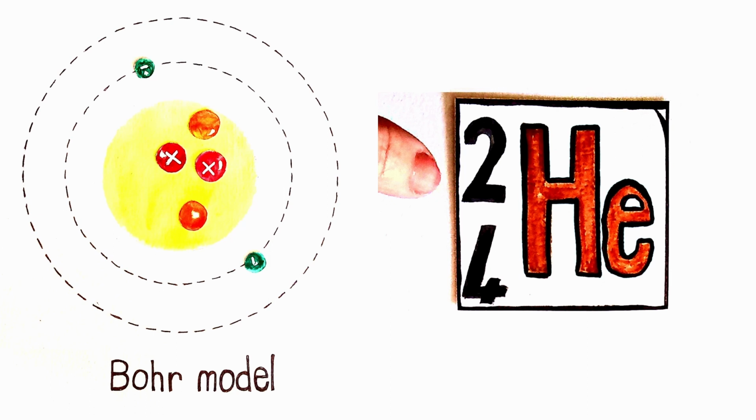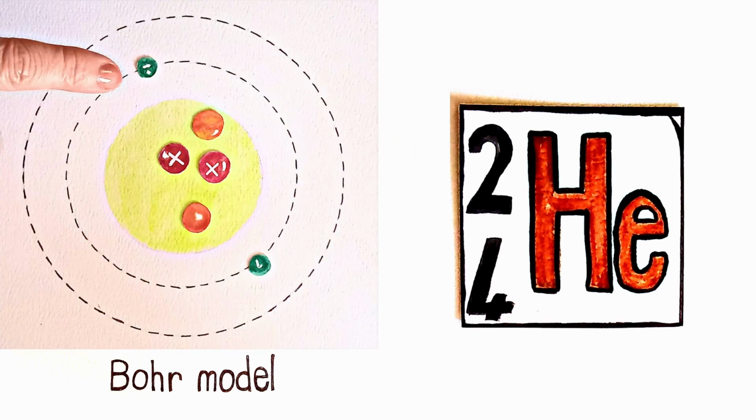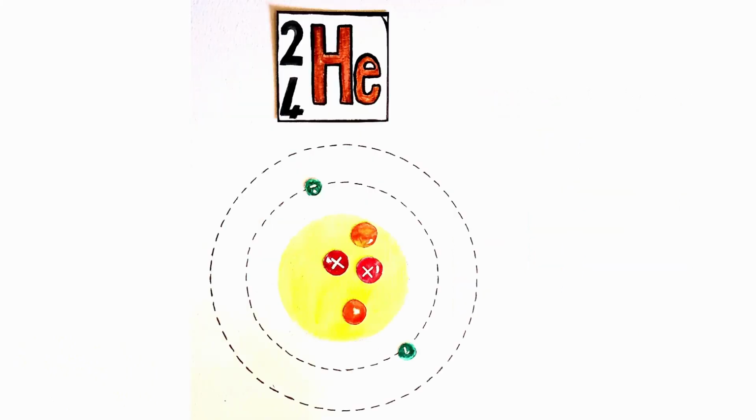Now we need to add the electrons. Remember, the atomic number is 2. And because we are dealing with neutral atoms, we know that we will have the same number of electrons. We can add these 2 electrons to the first energy level. Now this energy level is full. Even if we had a quadrillion zillion electrons, we cannot add any more to this energy level. That's helium done.